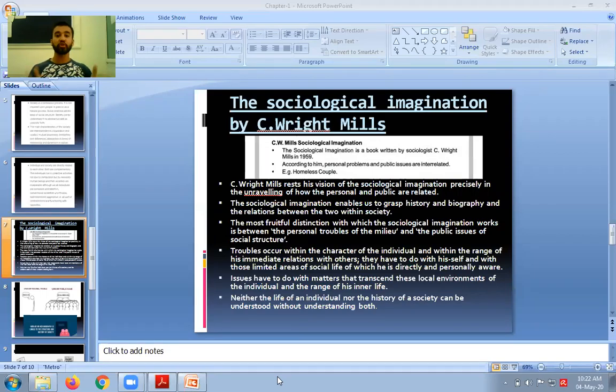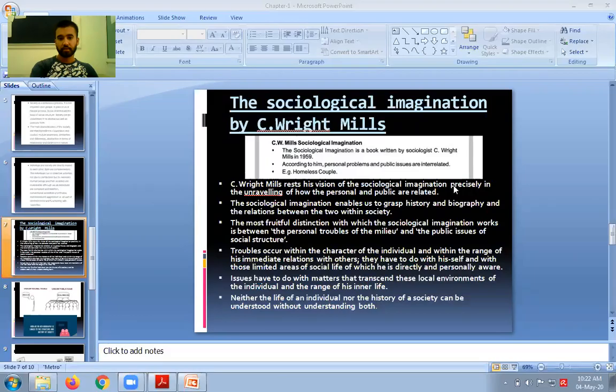So that's what C. Wright Mills wants us to understand. We need to have sociological imagination for that. We need that sociological perspective to understand public issues, because public issues are derived from personal problems. When a personal problem is transmitted to many people, then it becomes a public issue, right? So I'm sure now you can understand what sociological imagination is all about, right?